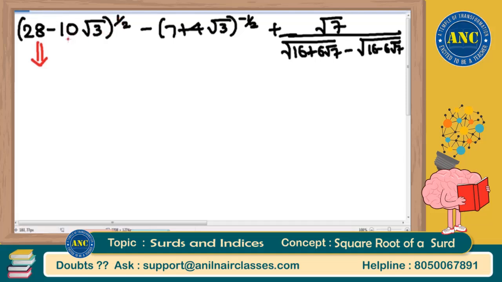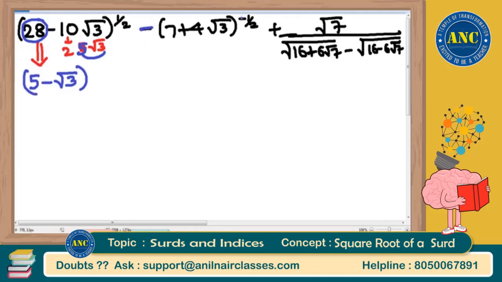Now 10 is nothing but 2 into 5 root 3, and this 5 is nothing but square root of 25. 25 plus 3 is nothing but 28. Directly we can tell 5 and root 3 with a negative sign in between. First value is 5 minus root 3.